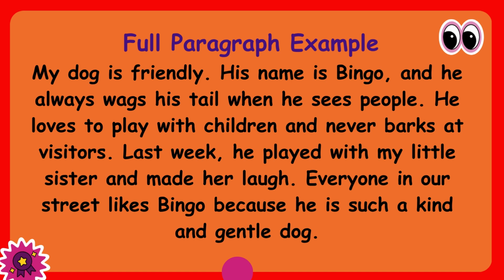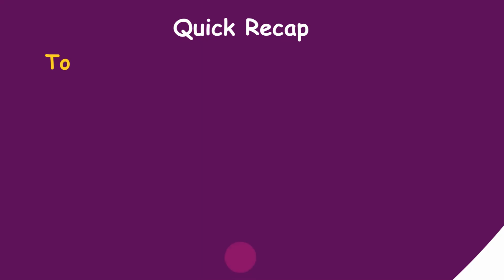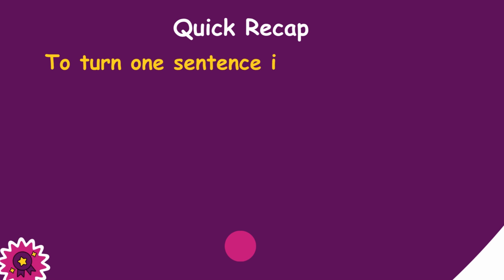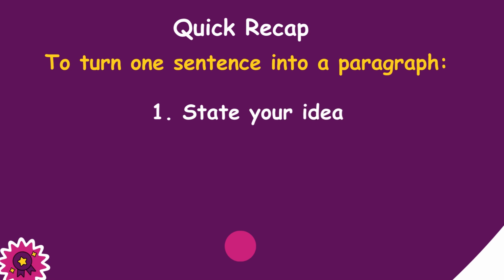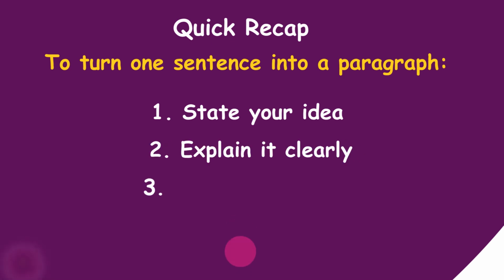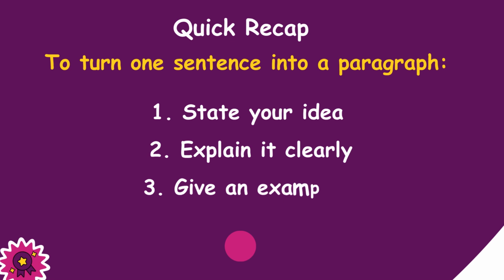Remember, everything in this paragraph supports that main idea, which is my dog is friendly. Now let's go over the steps again. Turn one sentence into a paragraph. You need to state your idea. Start with a simple sentence or statement. Secondly, explain it clearly. At this point, you add an explanation. The last is you give an example. This is the SEE method. Easy to remember and easy to teach.